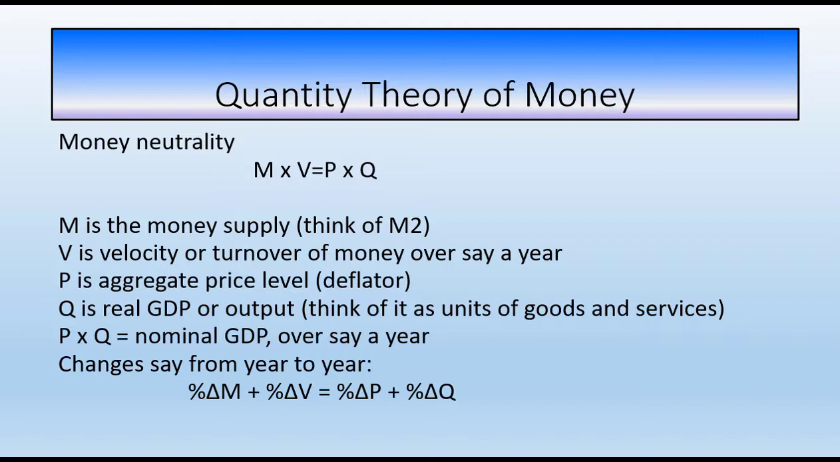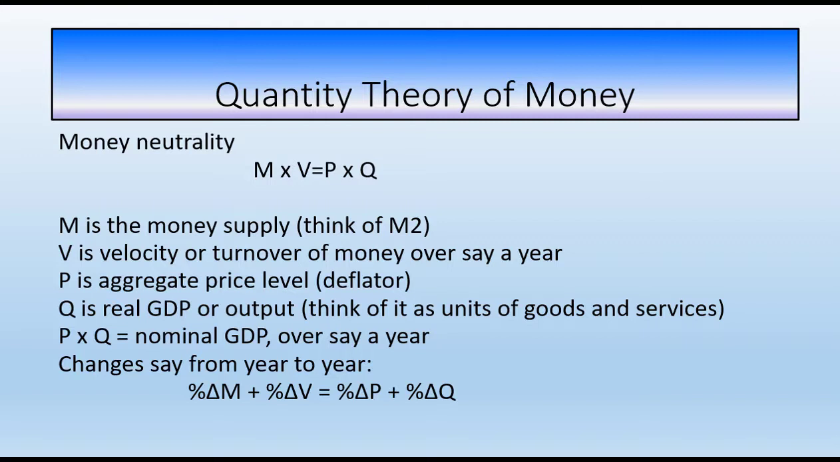Money neutrality is, look, money is neutral. It doesn't have an effect on the real part of the economy. So now the question is, what are these four variables and what's real and what's not? Well, M is the money supply, and the money is just money, so that's a nominal term.